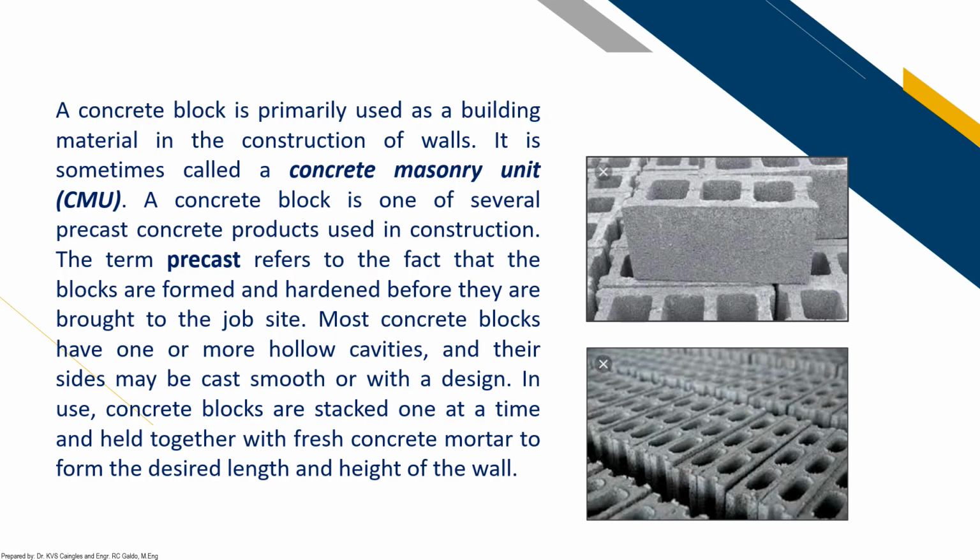A concrete block is primarily used as a building material in the construction of walls. It is sometimes called a concrete masonry unit or CMU. A concrete block is one of several precast concrete products used in construction. The term precast refers to the fact that the blocks are formed and hardened before they are brought to the job site. Most concrete blocks have one or more hollow cavities, and their sides may be cast smooth or with a design. In use, concrete blocks are stacked one at a time and held together with fresh concrete mortar to form the desired length and height of the wall.